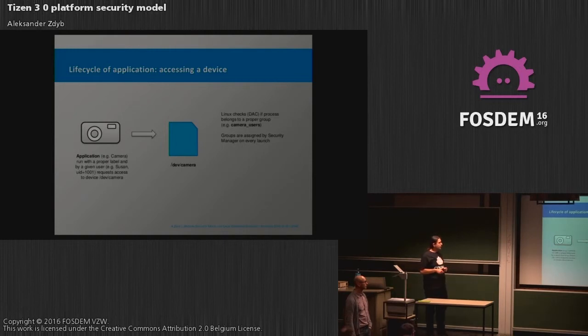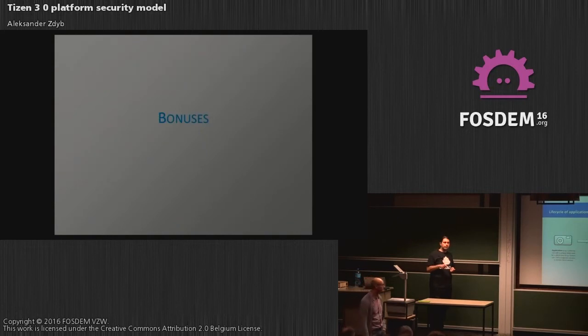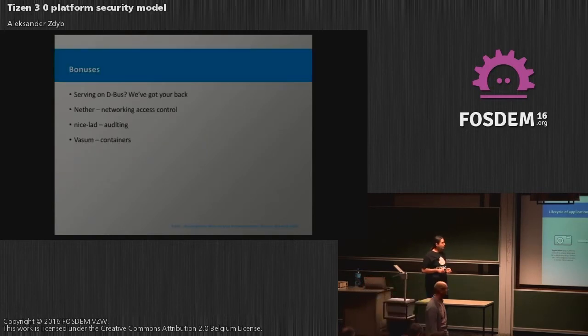So the dev camera file system resource is owned by group camera users. So the application, in this example camera, should be in the effective group of camera users who have access to this device, and this group is applied on the start, on spawning the application.